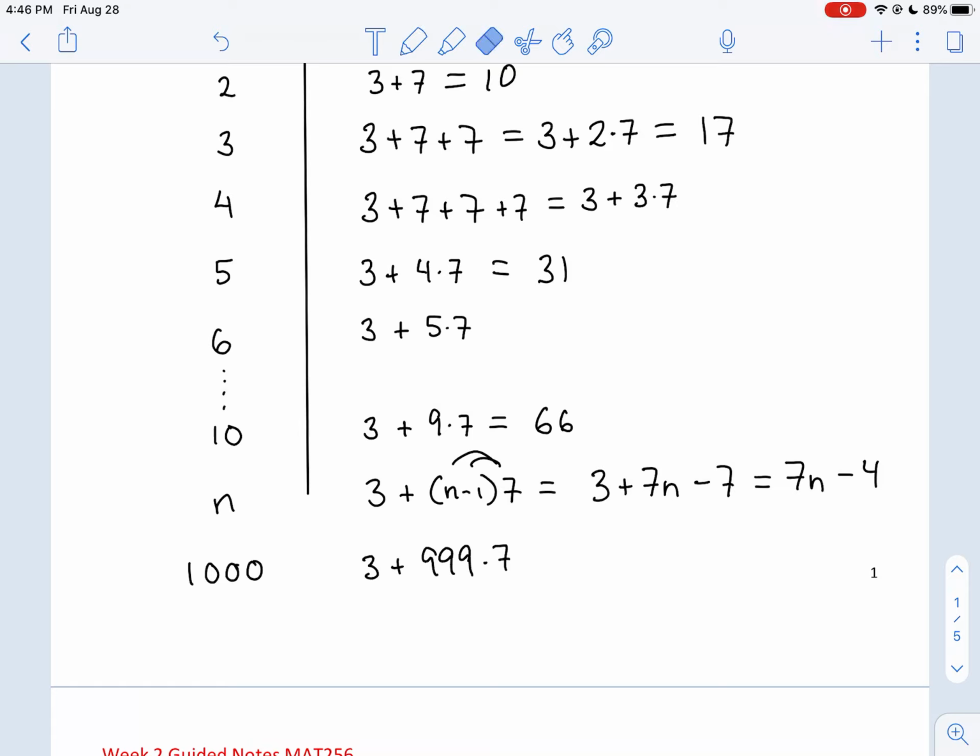Or we could also just plug in 1,000 for this n, which I think is easier, because doing 7 times 999 without a calculator is not very pleasant, but doing 7 times 1,000 is certainly nice. So we get 7,000, and then we just have to minus 4, so we get 6,996. And this should be the 1,000th term in our list.